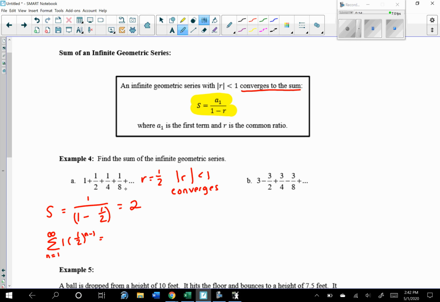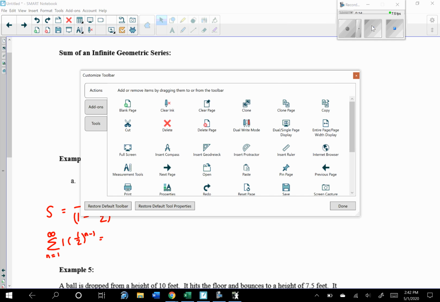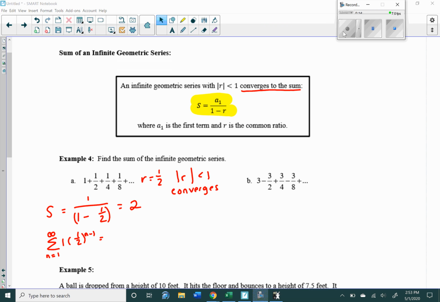And let's go ahead and take a look at what the calculator looks like for that. Okay, so I forgot we can't do this in our calculator because we don't have the infinity symbol. So this would just be the summation notation way of writing it. And of course, that would just be equal to 2.